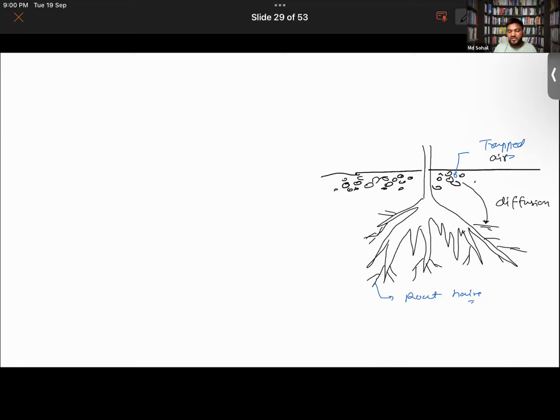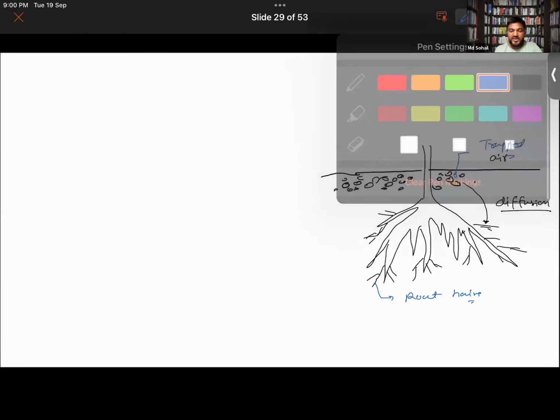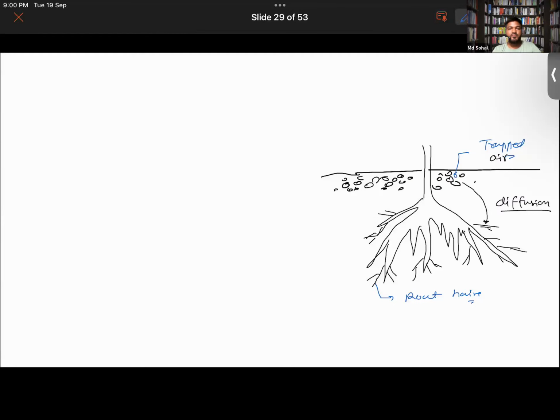And diffusion is not a very fast process. It's a slow process, especially here in this case. Is that clear? Yes, sir, it's clear.